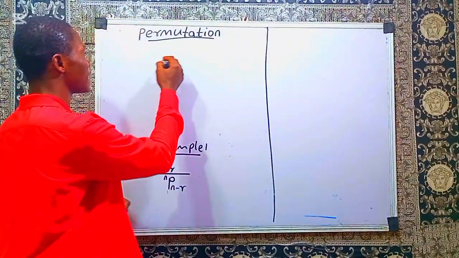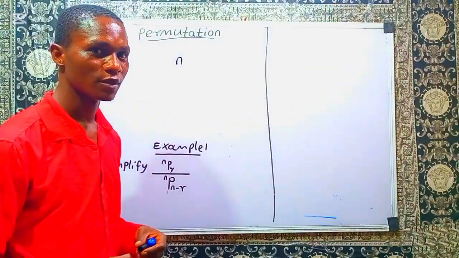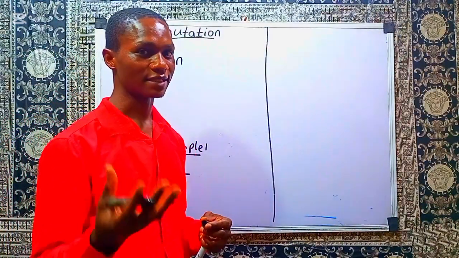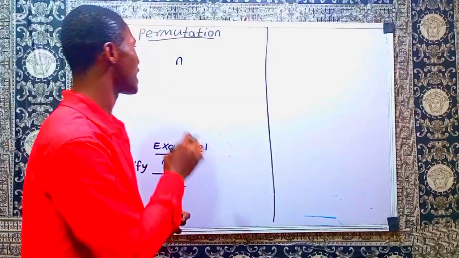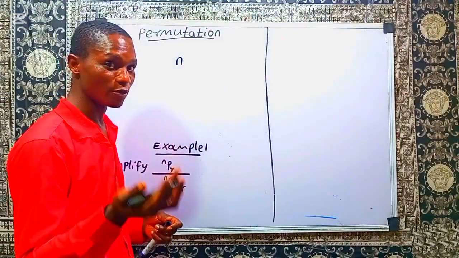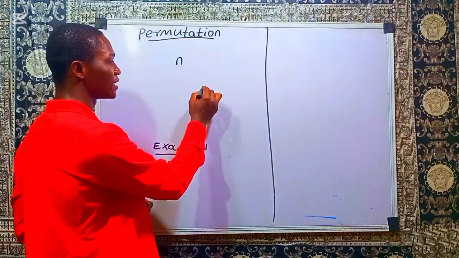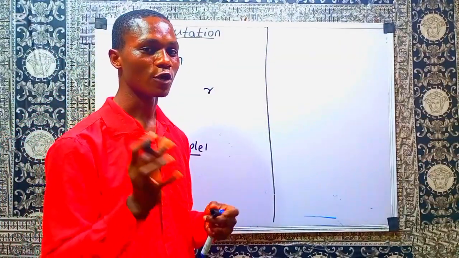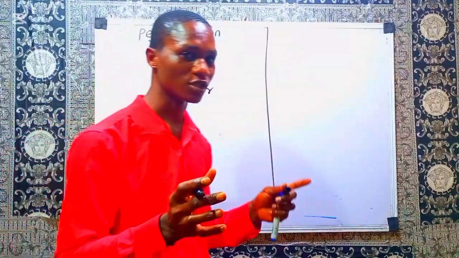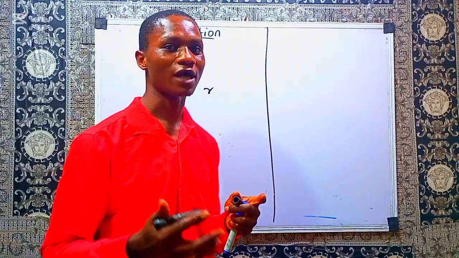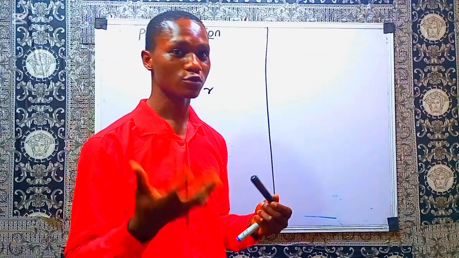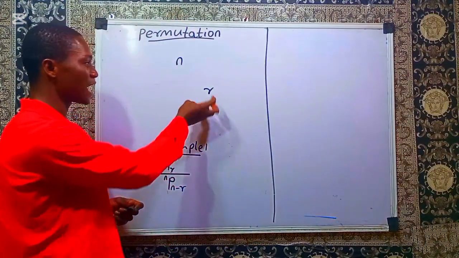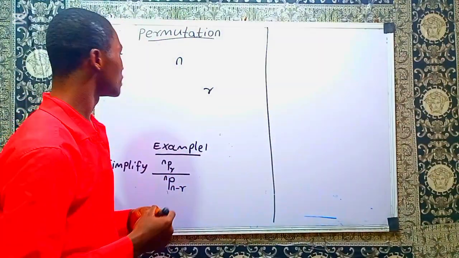So assuming I have n objects to arrange, I have to take a certain number at a time. Assuming I have n objects and I want to take r of them to arrange at a time. So I don't want to arrange all of them at once. You can take them one by one to arrange, two to arrange, or three to arrange. So I have n objects to arrange, and I'm taking r at a time in the arrangement.